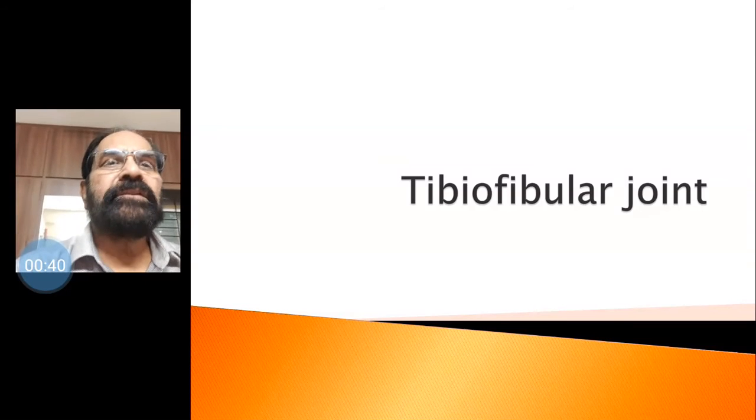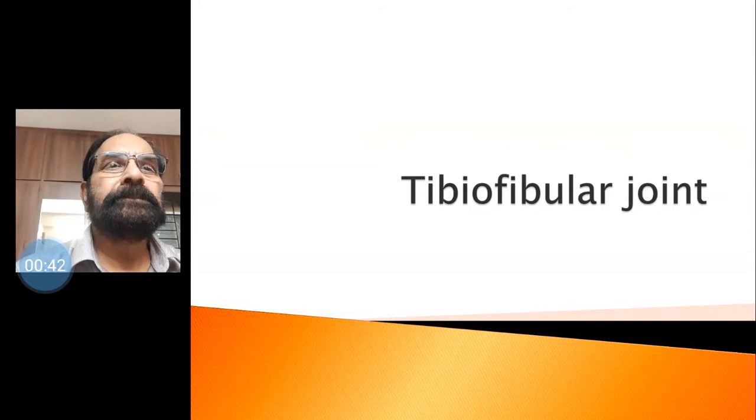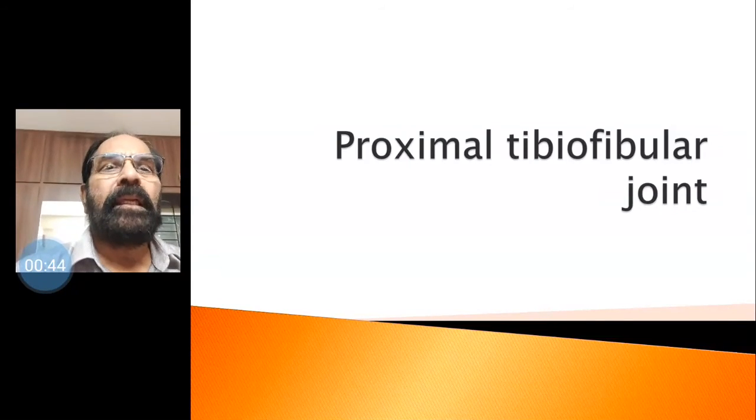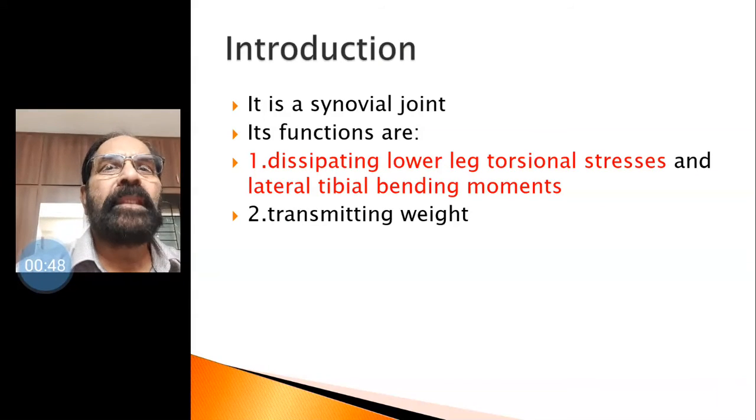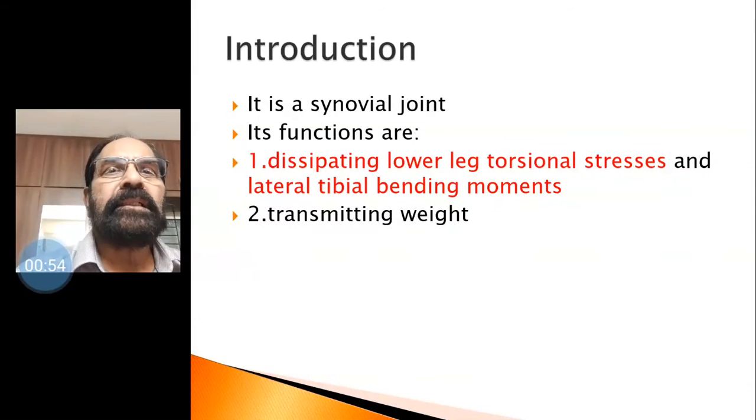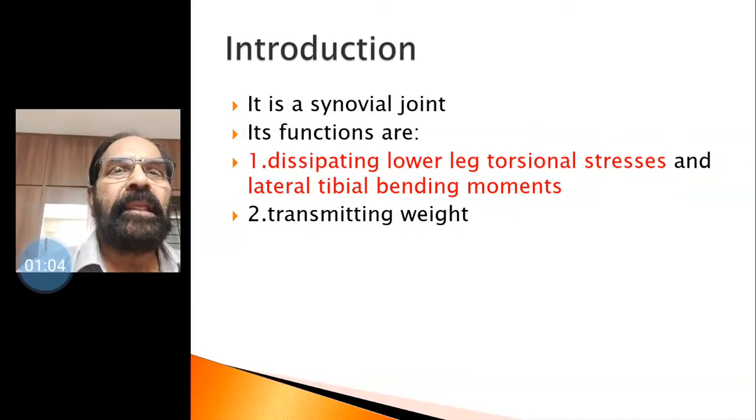So first we will start with the tibiofibular joint. The proximal tibiofibular joint. This is a synovial joint. Its functions are dissipating lower leg torsional stresses and lateral tibial bending movements, and also transmitting weight.